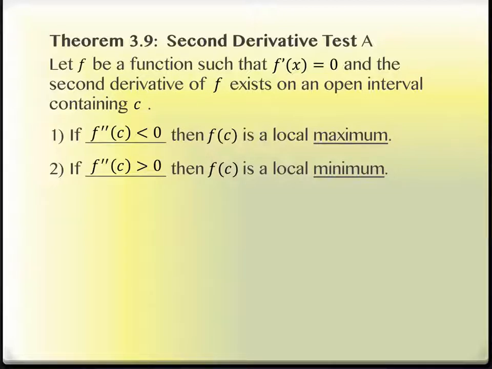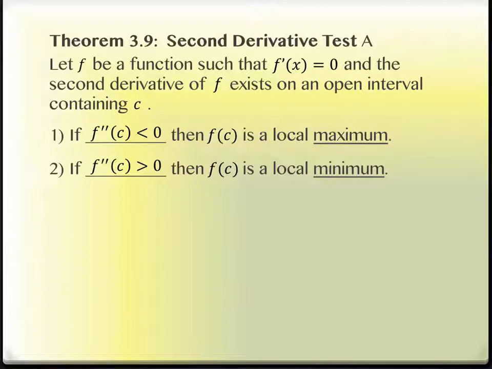So let me just read it the way it says it. Let f be a function such that the derivative is 0, and the second derivative of f exists on an open interval. If the second derivative is negative, then we have a local maximum. If the second derivative is positive, we have a local minimum. So they do tell us about concavity, but in particular, they tell us about where we have local maxes and mins. Okay? All right, that's what I misspoke on. It was the local maxes and mins part.